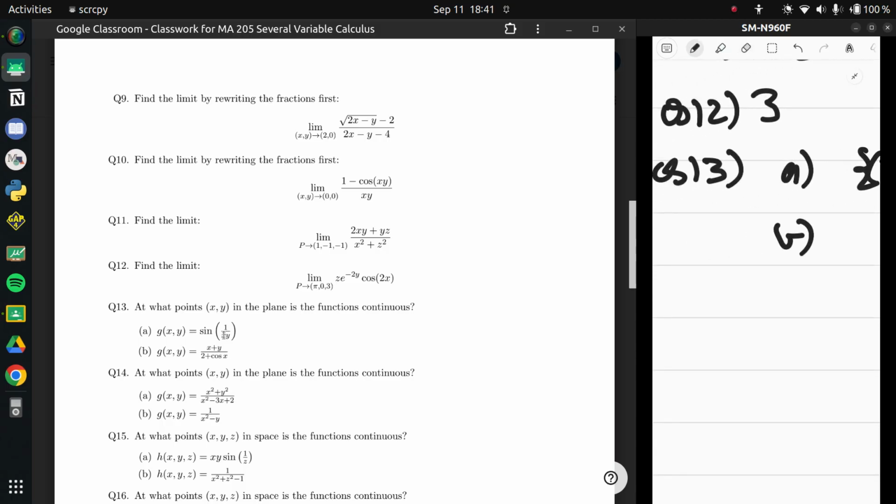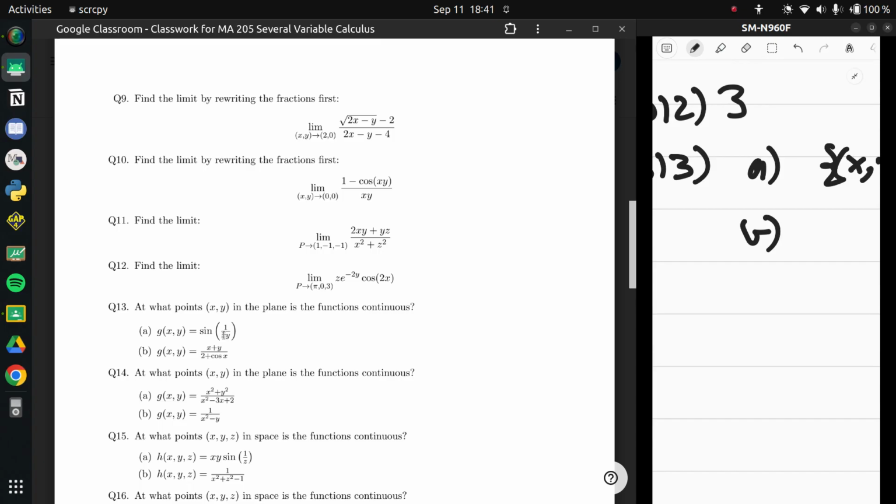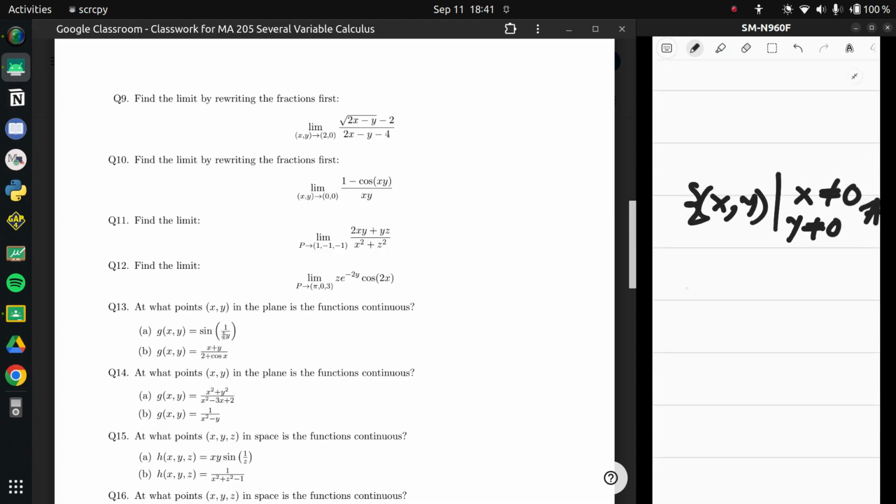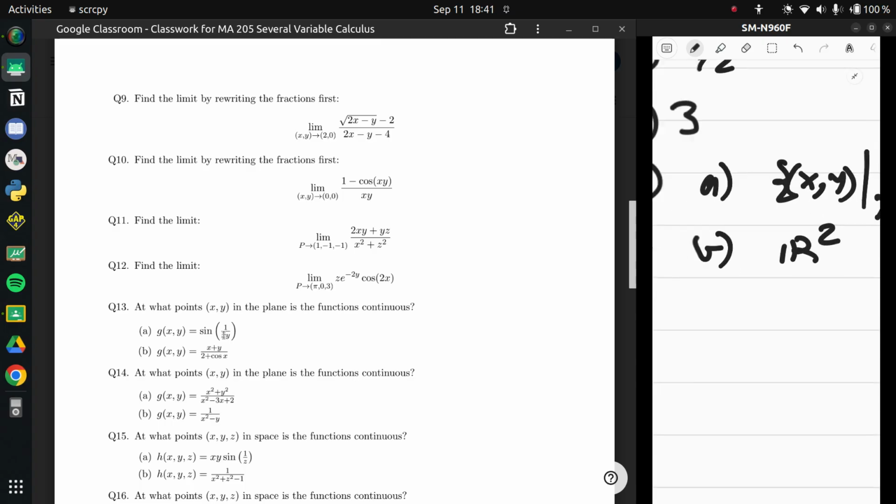B is g(x, y) equal to (x plus y) upon (2 plus cosine of x). 2 plus cosine of x can never be 0, so that part of this becoming 0 is gone. Apart from that, it's all continuous: x plus y is a continuous function, cosine x is continuous, so 2 plus cosine x is a continuous function, and it's never going to be 0. So you're dividing a continuous function by another continuous function which can never be 0. What do you expect? A continuous function. So the whole R2 plane, it's going to be continuous.